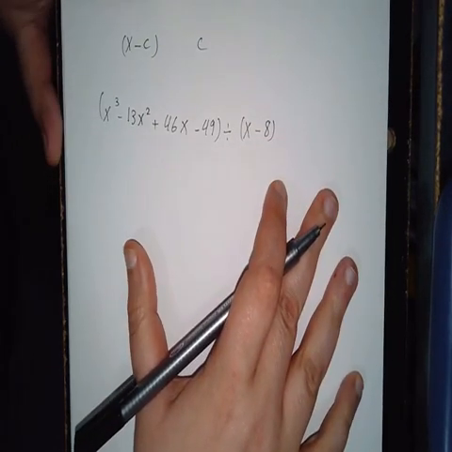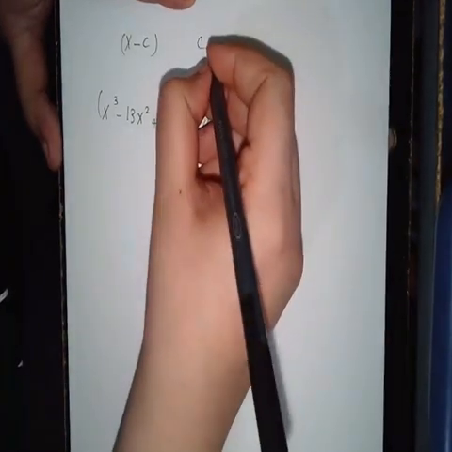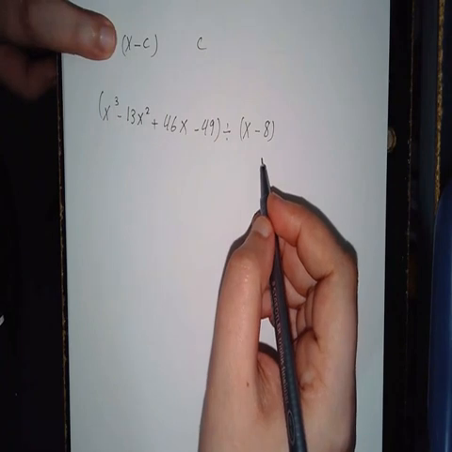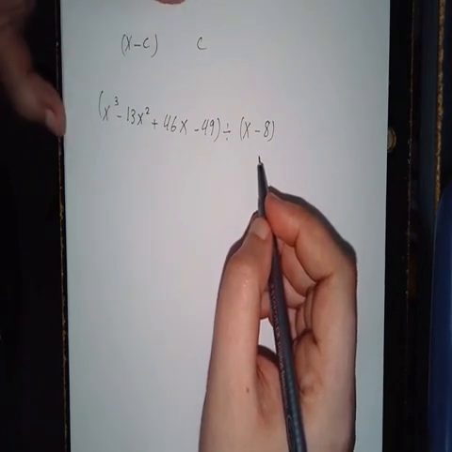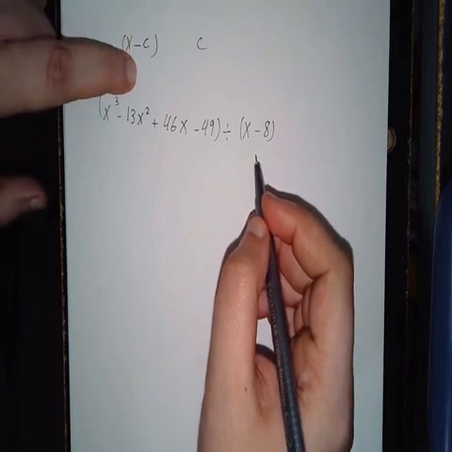Can you look at this and tell me what my c is? If your answer was 8, you are correct. If your answer is negative 8, you're wrong. Why is that? Because the form, as you can see it, is x minus a number. So it's supposed to be a subtraction sign in there. It has to be a subtraction sign in there.